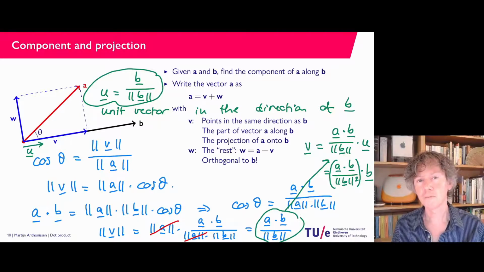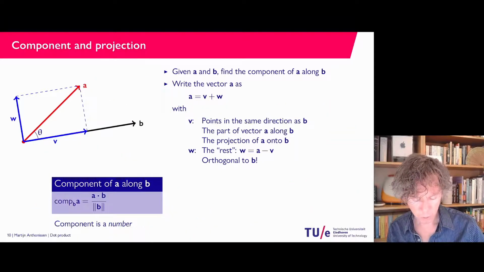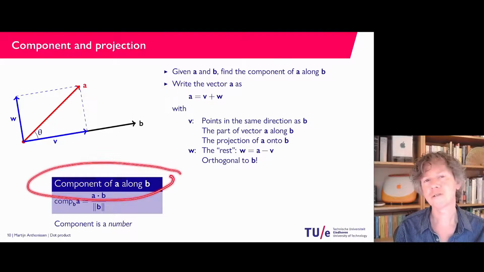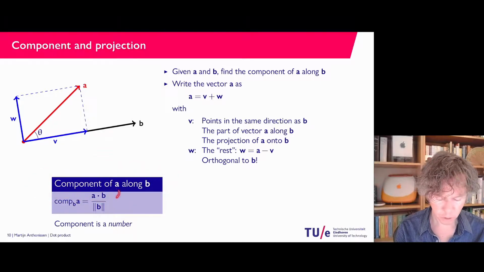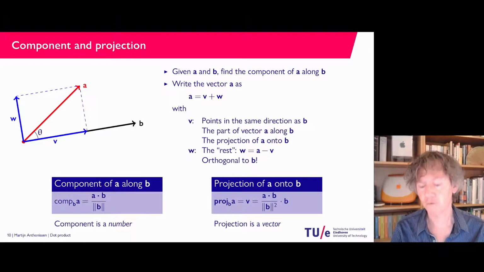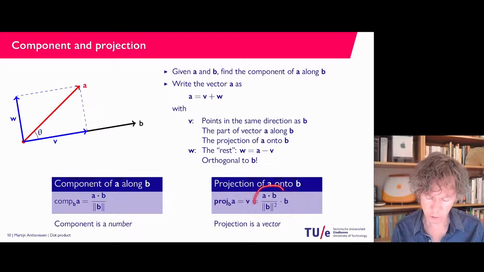So the slide got a bit messy. Let's go to the next one where I put that in blue boxes. So what we found now is that the component of a along b, that is precisely the length of v. So that's the dot product of a with b over the length of b. That's a number. And then the projection of a onto b, that's a vector. So also the projection here is in boldface. So that's the v vector. It is a dot b over b squared times b. So this here is a number and this is a vector.